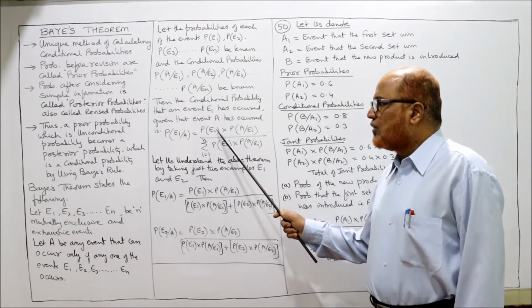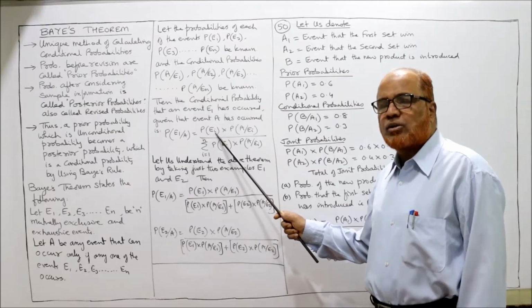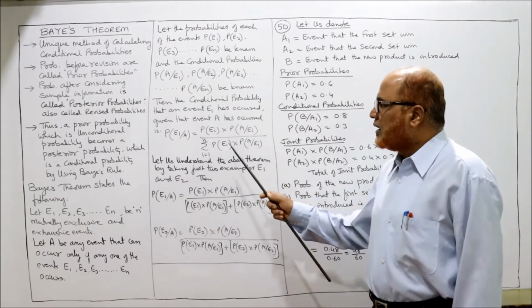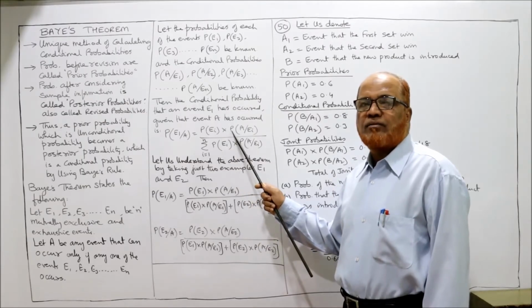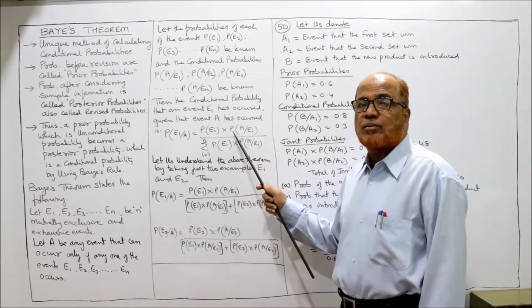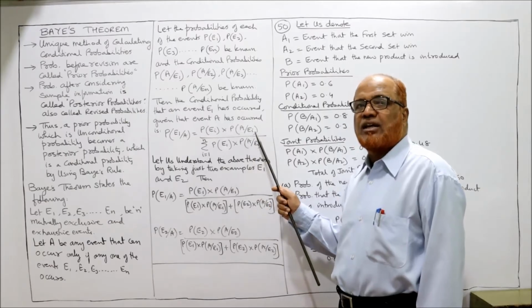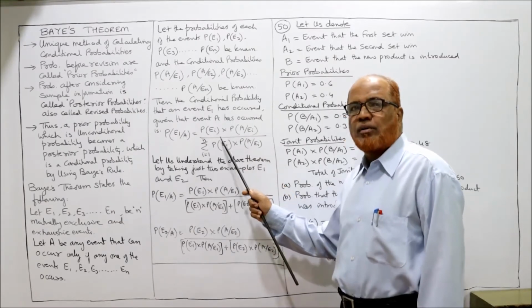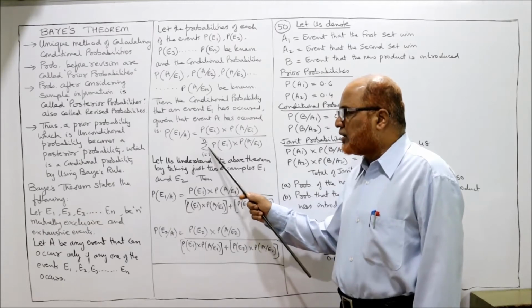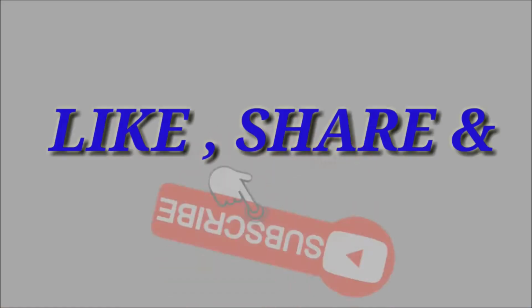This is called the joint probability. When you multiply the unconditional probability with the conditional probability, this P of Ei is unconditional, and it is multiplied with the conditional probability, P of A given Ei. We take the joint probability in the numerator and the summation in the denominator. This symbol.